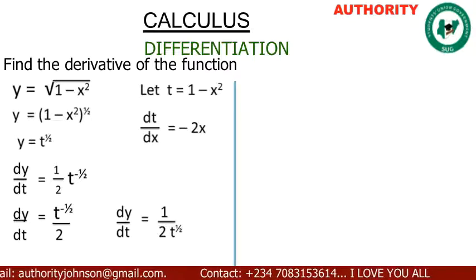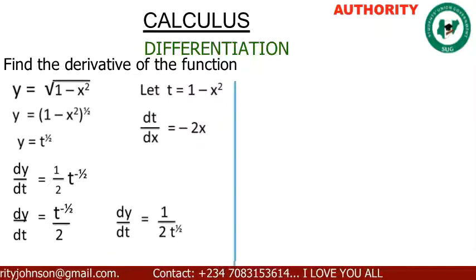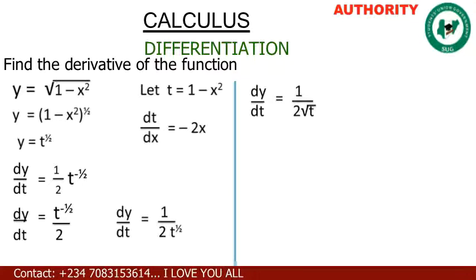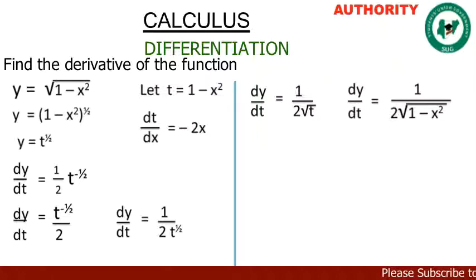From the beginning we changed square root to raised to power 1 all over 2. Now here, let's bring it back. We are going to have dy all over dt is equal to 1 all over 2 square root of t. But remember that t is 1 minus x squared. Is that true? Yes. Here, let's replace it. So we are going to have dy all over dt is equal to 1 all over 2 square root of 1 minus x squared.